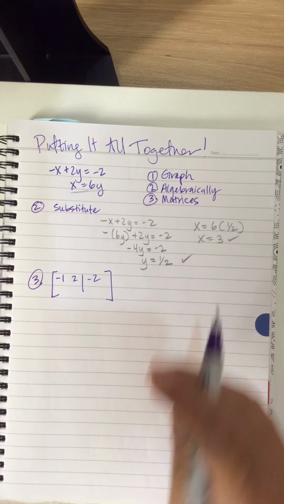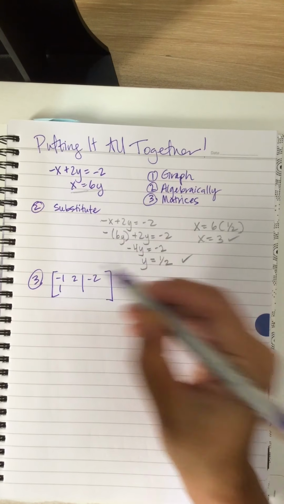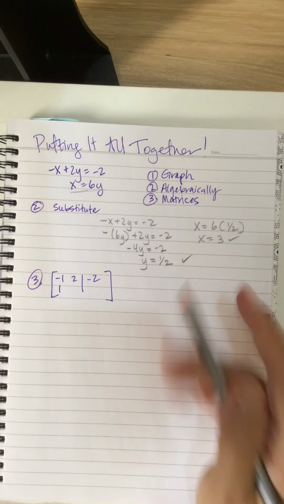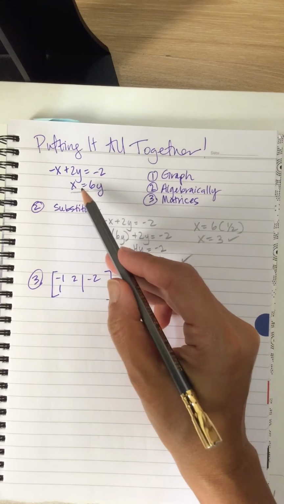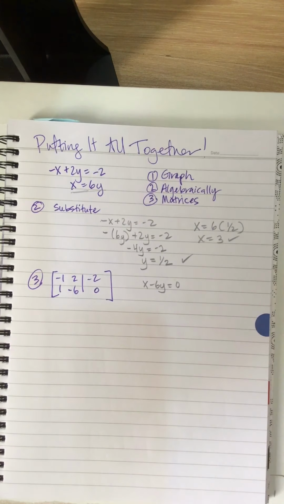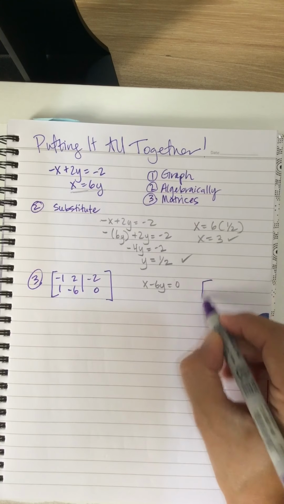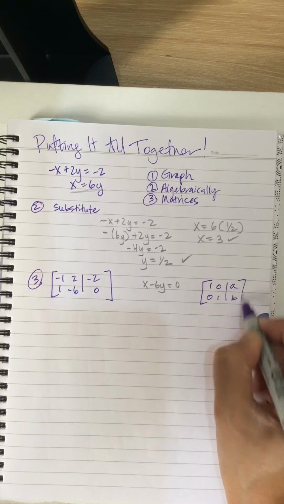And remember, I need to get my x's in one column. So I know my coefficient of x is 1. And if I move that over, you end up with x minus 6y equals 0, right? If I pull that 6y over to the left side of the equation, then I have minus 6 and 0. Remember, my goal is to get it in reduced row echelon form. So my goal is that.